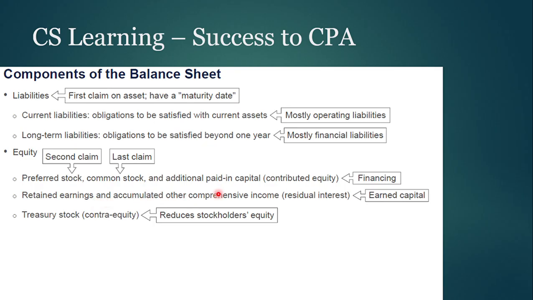Retained earnings, as you understand, is the remaining part of the balance of the P&L. Whatever amount remains is categorized under retained earnings. Then we have accumulated other comprehensive income, which we will discuss in detail later, and it is also categorized under retained earnings. Then we have the treasury stock: whatever shares the company purchases of its own shares are categorized under the treasury stock.